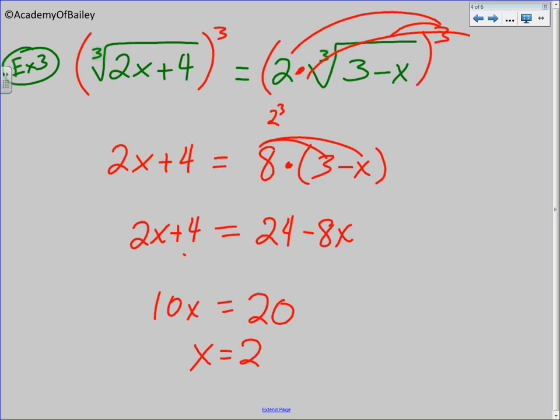You are supposed to make sure you check those solutions to make sure that they do work, to make sure that they do match up. Let me show you this one right here.